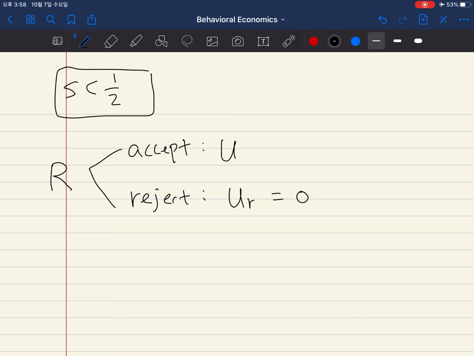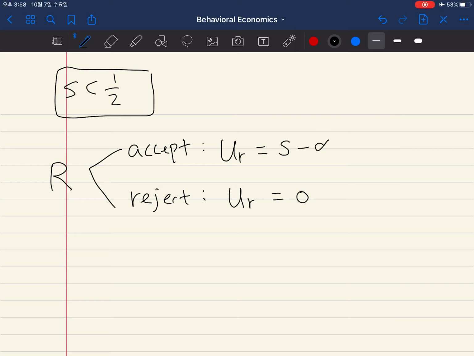In this case, responder's utility is equal to, first, his own consumption. Second, we can see that there is inequality here. In particular, responder's share S is less than half. So if responder accepts the offer, responder is gonna get less than proposer. So responder is gonna feel envy.